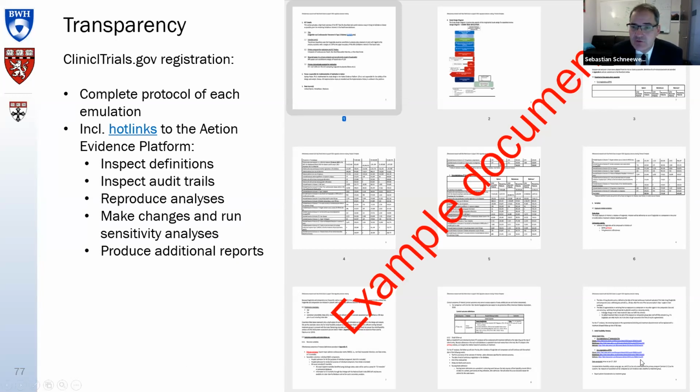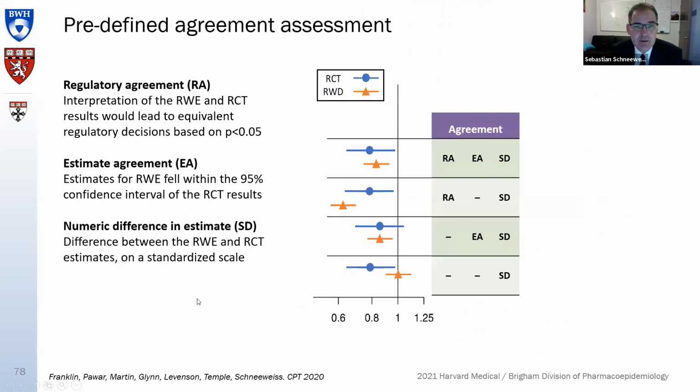There are hot links there that get you directly to the platform in order to replicate the findings, allowing the FDA to feel comfortable with the data and the type of analysis. We had predefined agreement assessments, where one assessment strategy is what we call regulatory agreement. It's very much a p-value based agreement rule, where if the p-value would lead you to the identical regulatory decision, then we call this regulatory agreement, or RA.